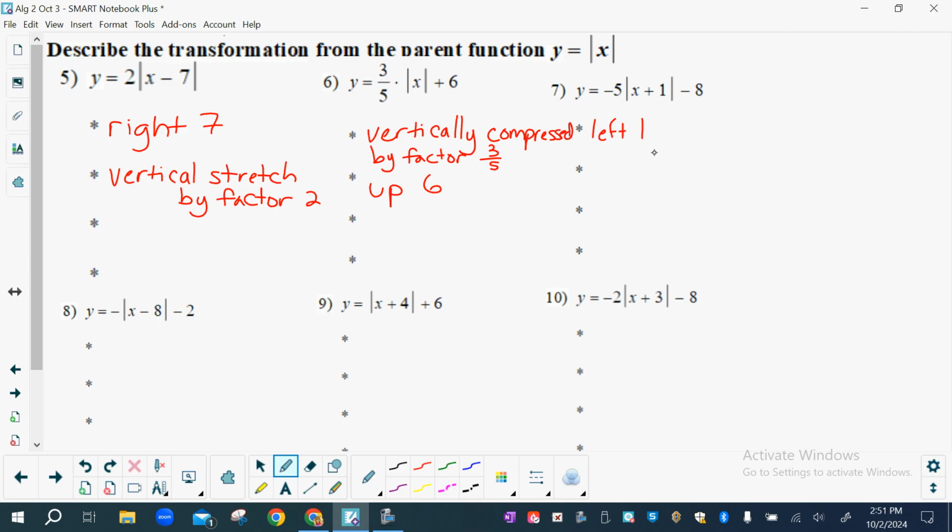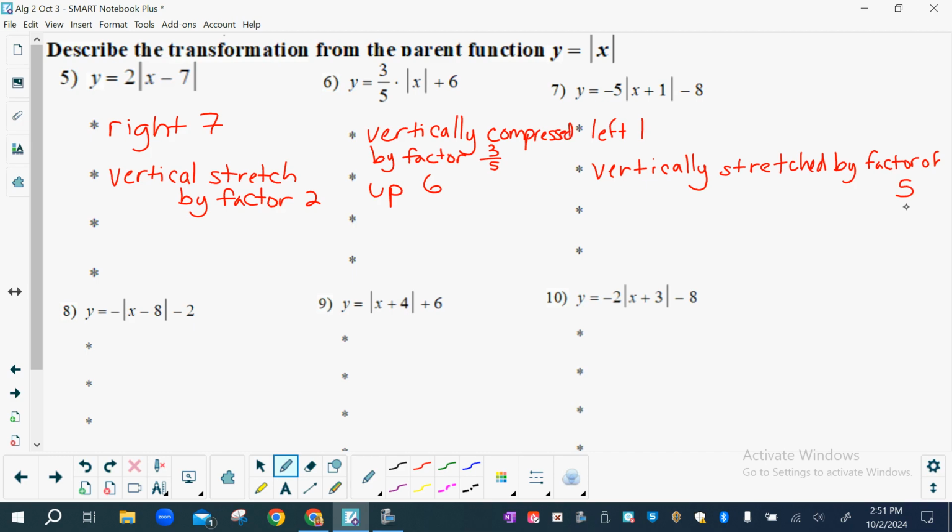Now we have this -5, which does two things. It vertically stretches it. Why is it a stretch and not a compress? Ignoring the negative, that 5 is a number that's bigger than 1, so it's vertically stretched by a factor of 5. Now we're going to talk about the negative.